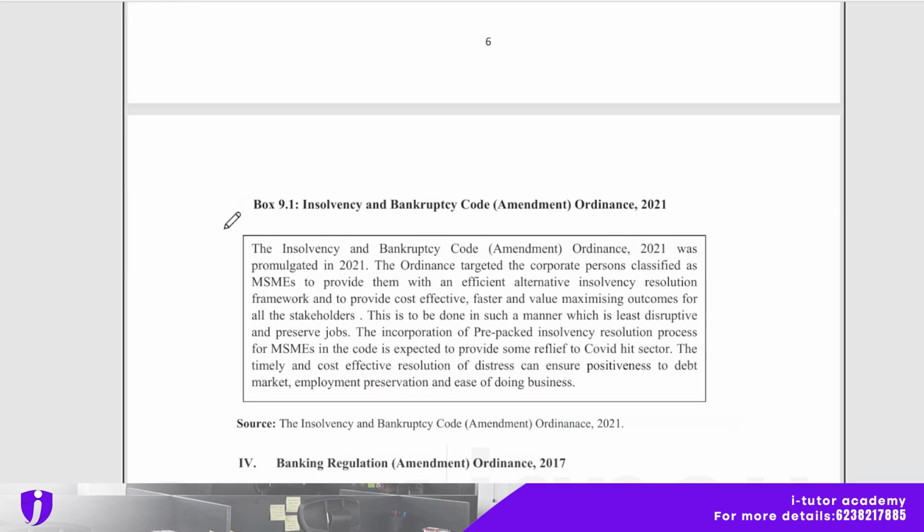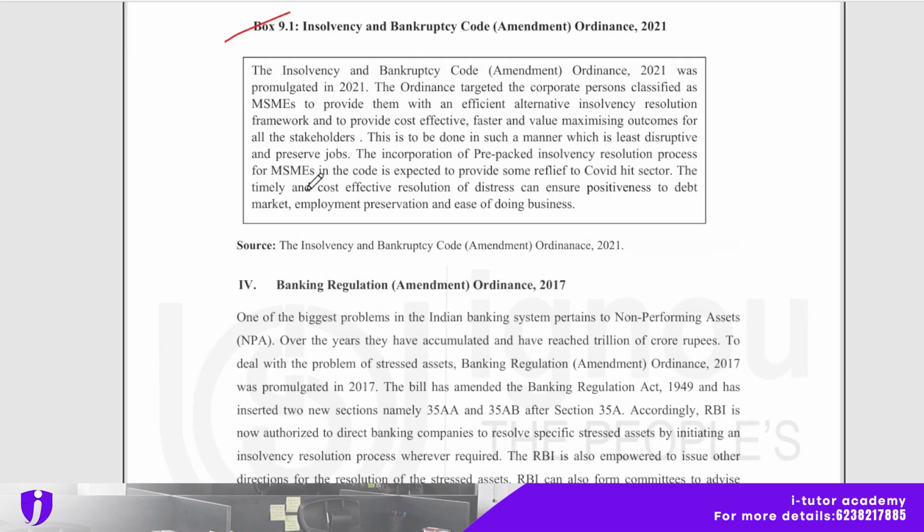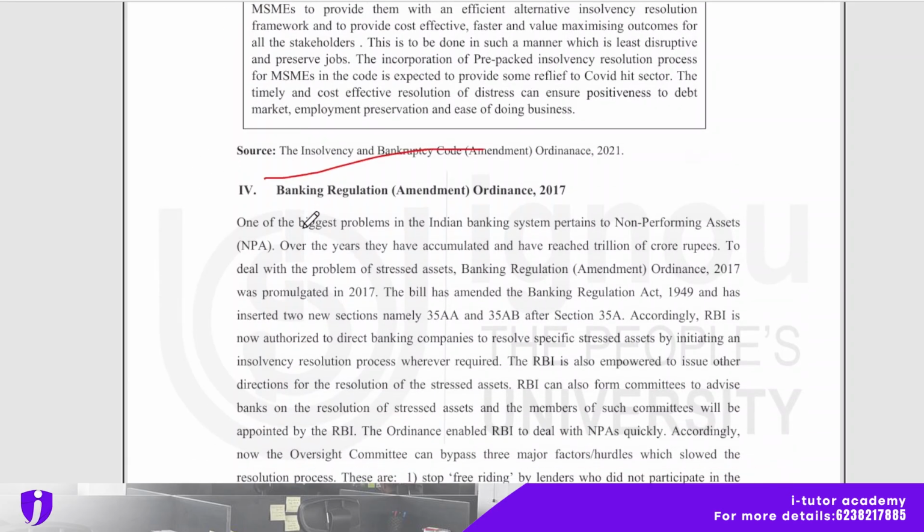And Insolvency and Bankruptcy Code Amendment Ordinance 2021. The Insolvency and Bankruptcy Code Ordinance 2021 was promulgated in 2021. The ordinance targeted the corporate persons classified as MSMEs to provide them with an efficient alternative insolvency resolution framework and to provide a cost-effective, faster and value maximizing outcome for all the stakeholders. This is to be done in such a manner which is least disruptive and preserves jobs. That is the source from Insolvency and Bankruptcy Code Amendment Ordinance 2021.